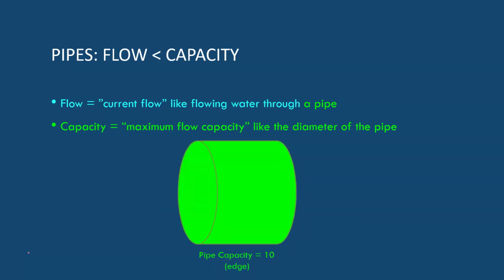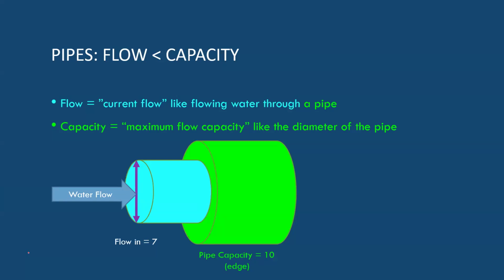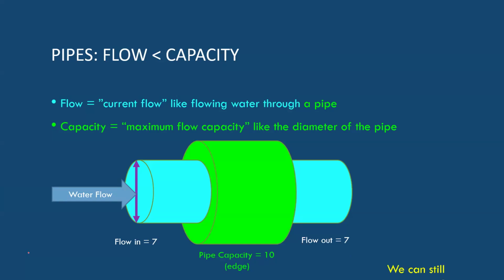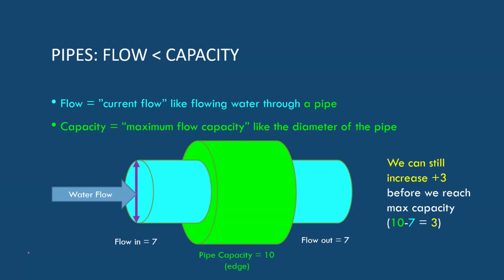So there's an edge, right, with some capacity of 10. And it could mean anything. It could mean gallons per second or however you want to view that. And then we have some water flowing in, let's say at a rate of 7 gallons per second, and our pipe capacity is rated at 10 gallons per second. So the outflow in this case, pretty straightforward, is going to be the inflow, but we have a residual capacity of 3.